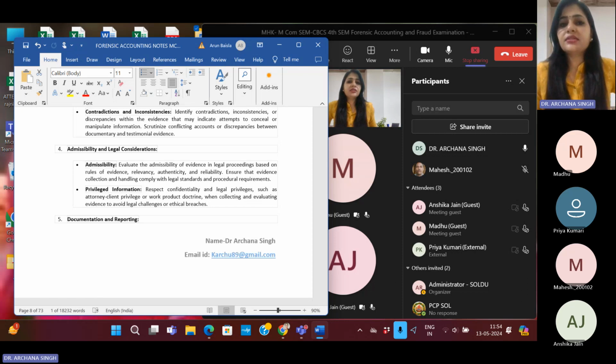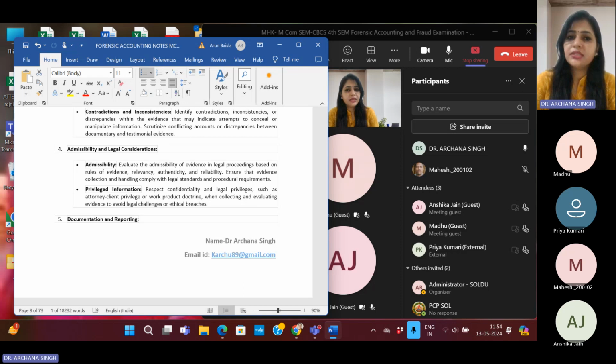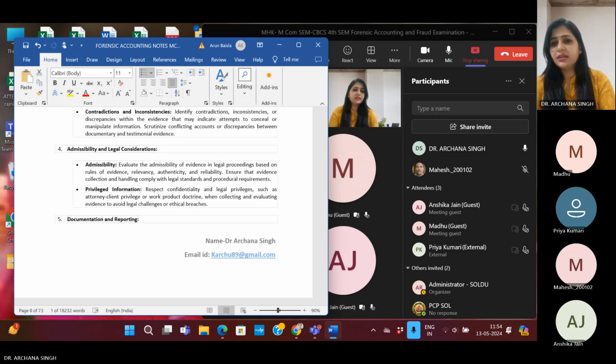That the legal proceedings, they had to evaluate the admissibility of evidence in relation to legal proceedings. Those legal proceedings are based on rules of evidence, relevancy, and authenticity, whether they are reliable or not.